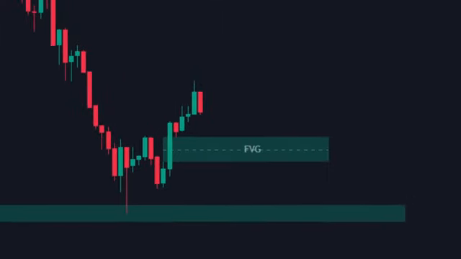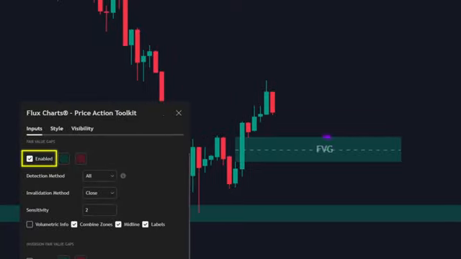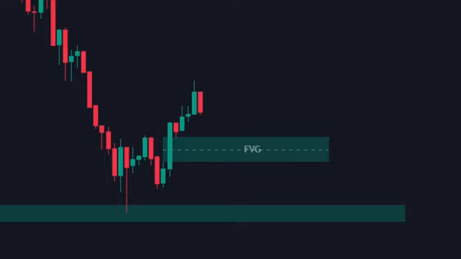There it is. We can see the break of structure right here, confirming the shift back to bullish momentum. Next, we need price to move downward toward an imbalance on our chart. With the price action toolkit enabled, these fair value gaps will show up automatically, giving us the optimal entry point while the overall structure remains bullish. We wait patiently for price to reach this imbalance zone.